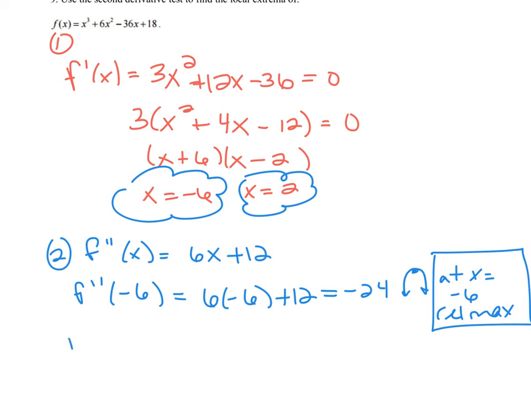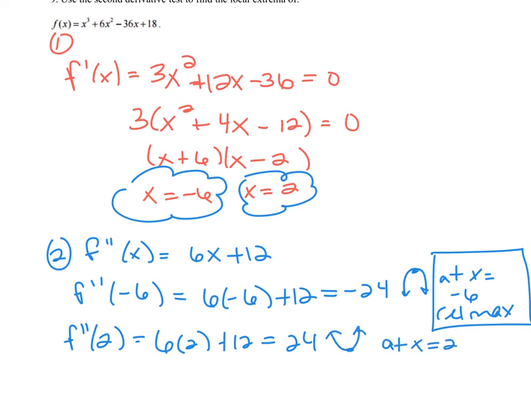Then I'm going to plug in f double prime of 2, so 6 times 2 plus 12 gets me 24, which means I am positive, which means I'm concave up, which tells me at x equals 2, there is a relative min, or a local min, however you want to state it.